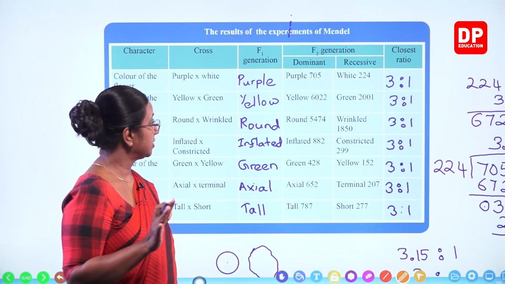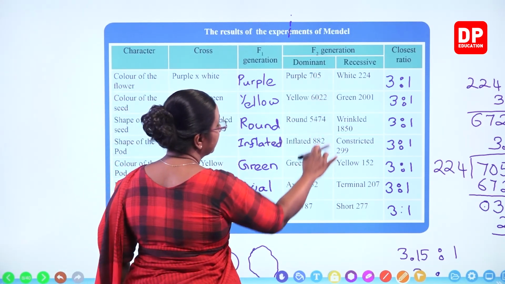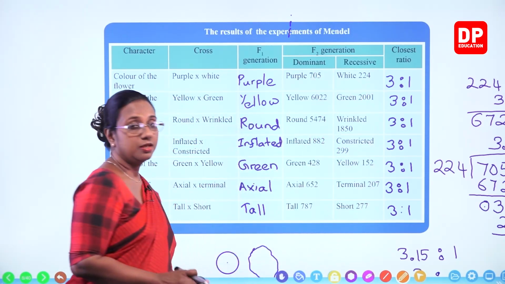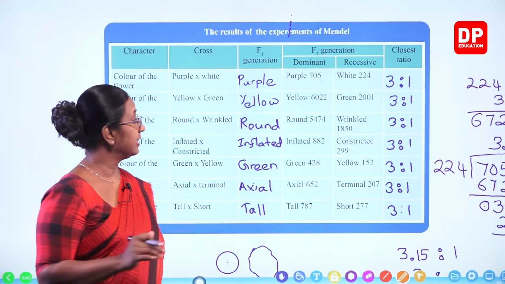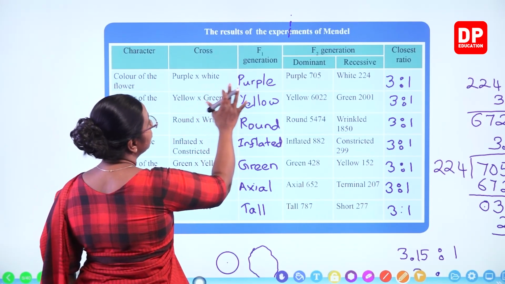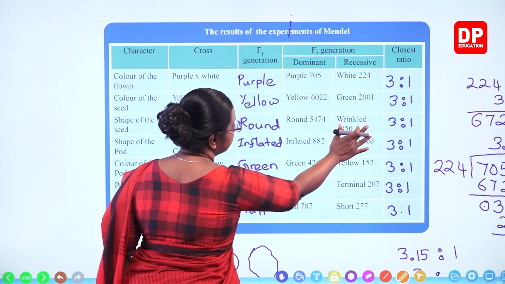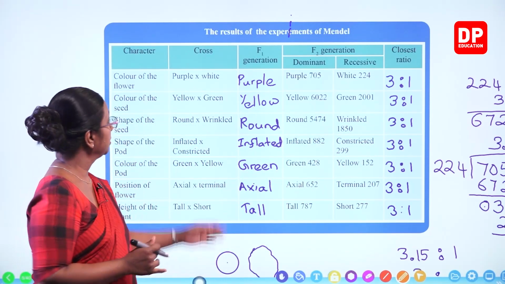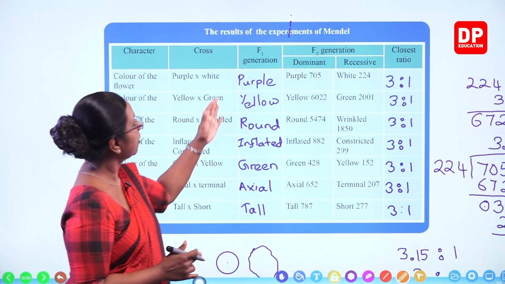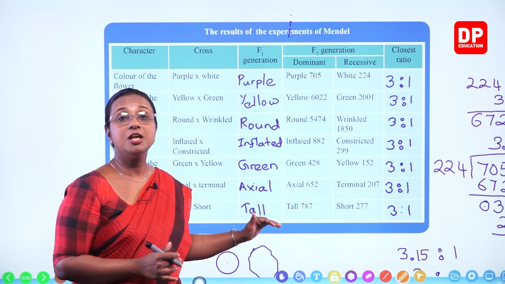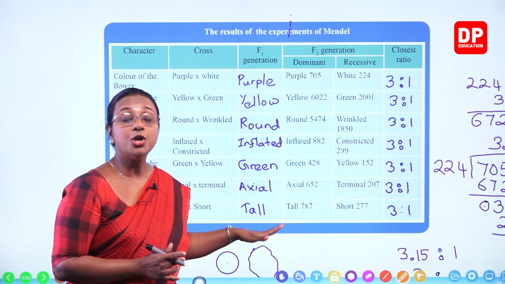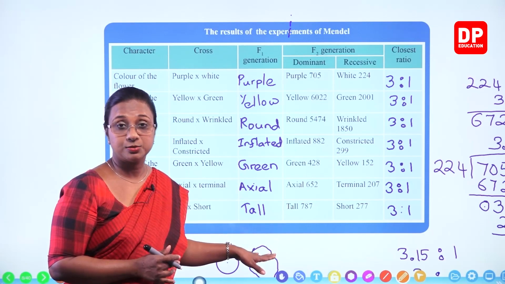So here students, you don't need to memorize these values. You just need to understand it. But you have to know what the dominant character is, recessive character is. So you will have to understand that all the F1 generation will only have the dominant character being expressed.